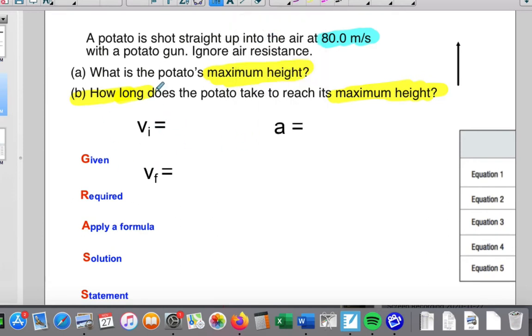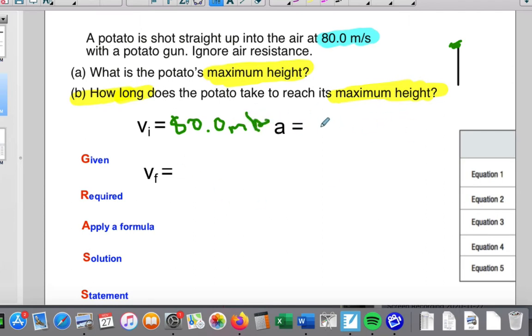Our initial velocity: because the potato is shot straight up in the air, at some point it's going to reach the maximum height. When it reaches maximum height, it won't be moving up or down. For a split second in time, it'll be perfectly still in midair, and then it starts to fall rapidly again. So the initial velocity here, as I said before, is going to be 80.0 meters per second.